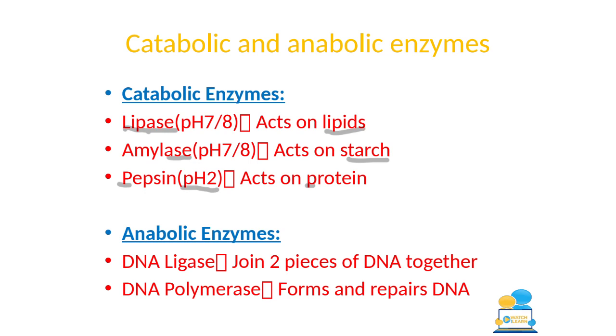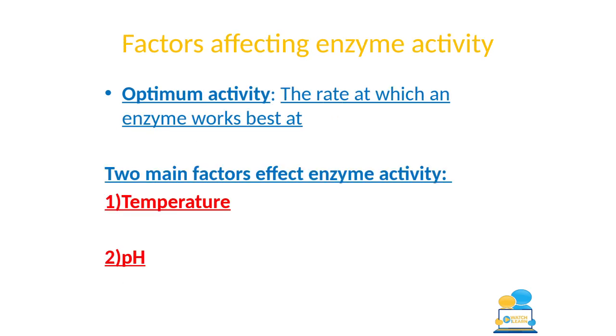Anabolic enzymes are examples of DNA ligase and DNA polymerase. And again, we're drawing attention to the ASE at the end of both of those enzymes. So there are anabolic enzymes where larger substances are formed from smaller ones, whereas catabolic enzymes' role is to break down larger molecules into smaller molecules. So 2 factors we need to be aware of that affect enzymes' activity, so their ability to carry out their role and their job. What affects them are temperature and pH.